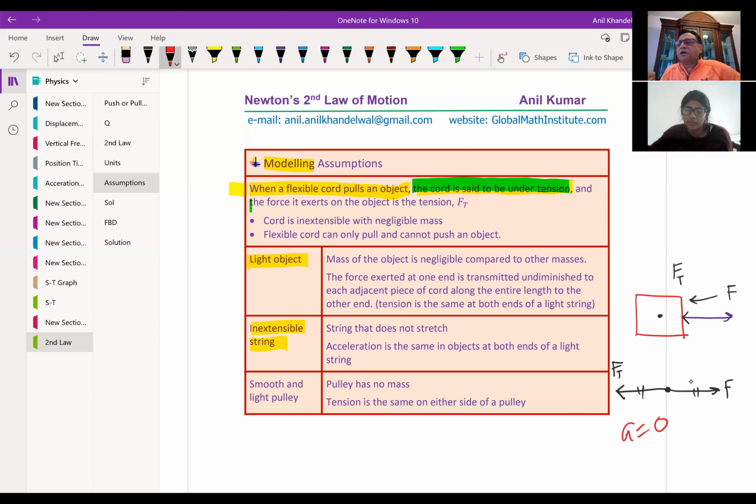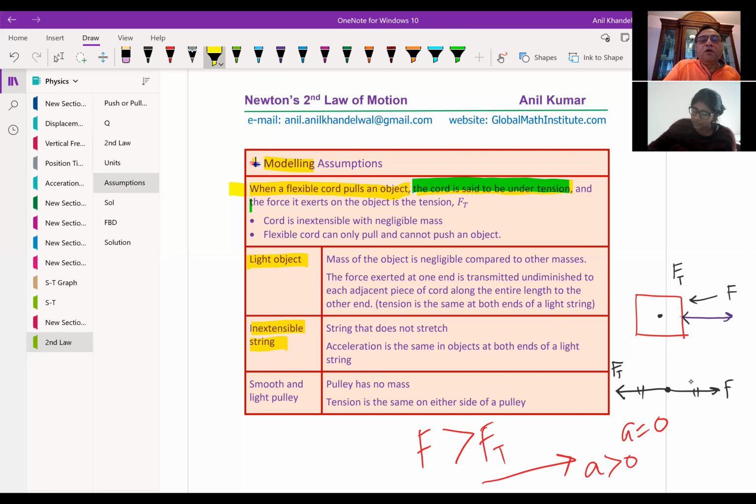So when you start pulling, then there is a tension which will be the same as the force when it is stationary. Then there will be a situation when the force will be greater than the tension, right? In that case, it moves forward. Acceleration is greater than zero in that case. Correct?